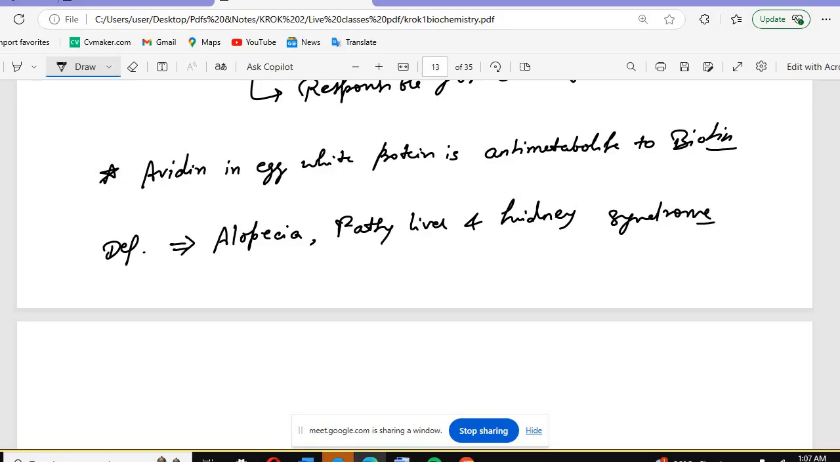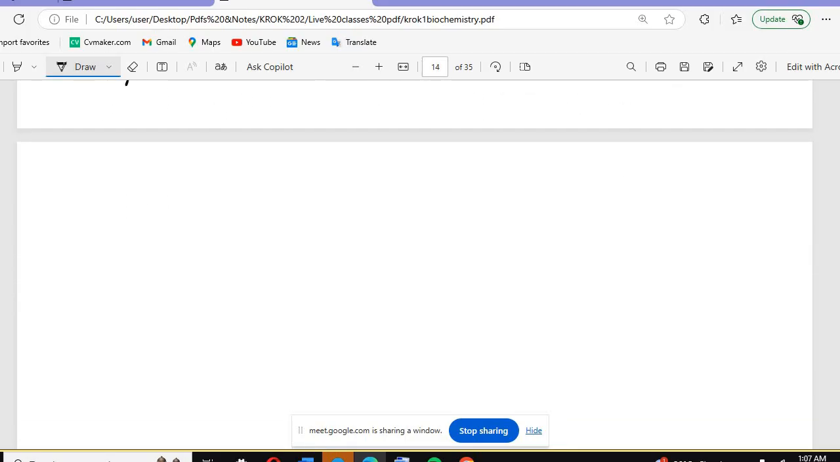And where will you get it? It is in vegetables, rich sources being liver, milk, yeast, or oil seeds. You will get vitamin B7. After that, we will be having vitamin B9. Vitamin B9 is a coenzyme in formyl transfer, used for DNA synthesis, a coenzyme for DHF reductase.